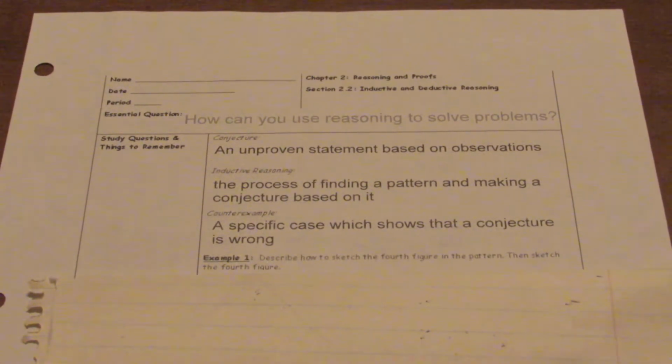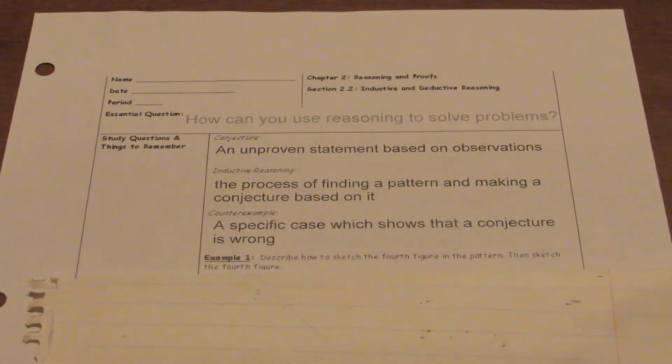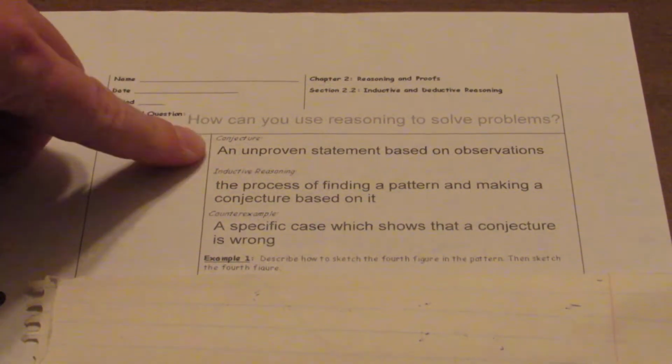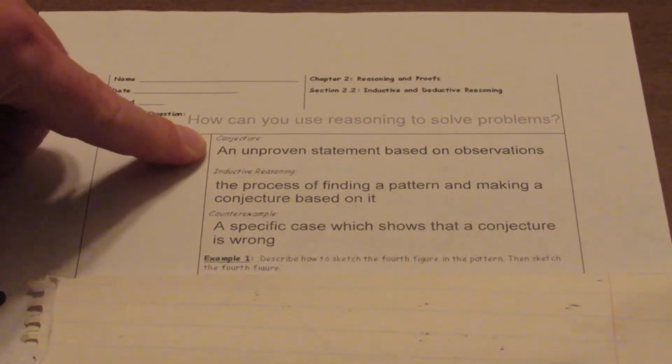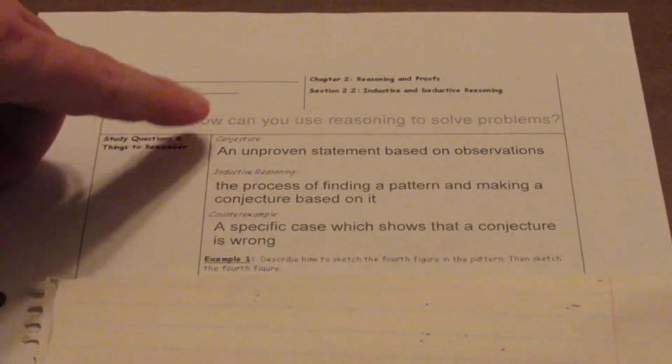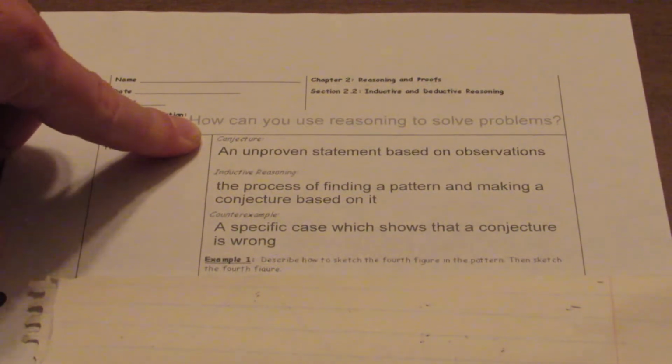So, example of this, we go to a lake, I throw in a board, it floats. I throw in styrofoam, it floats. I throw in ice, it floats. My conjecture, my unproven statement based on observation, is solid things float. So I'm using inductive reasoning of seeing a pattern to make the conjecture that solid things float.